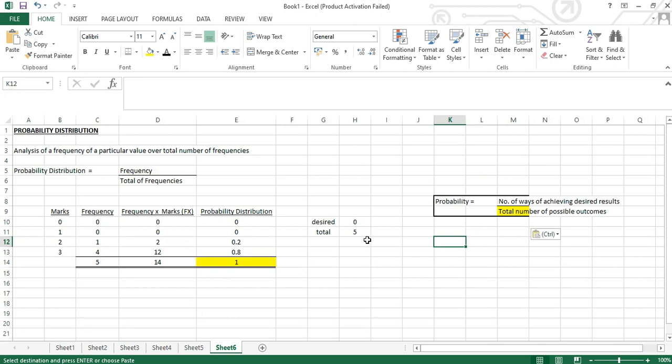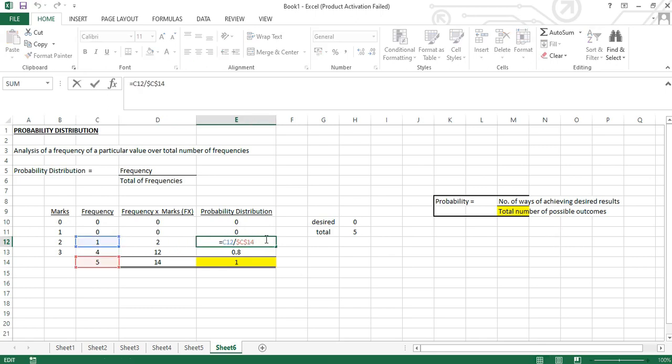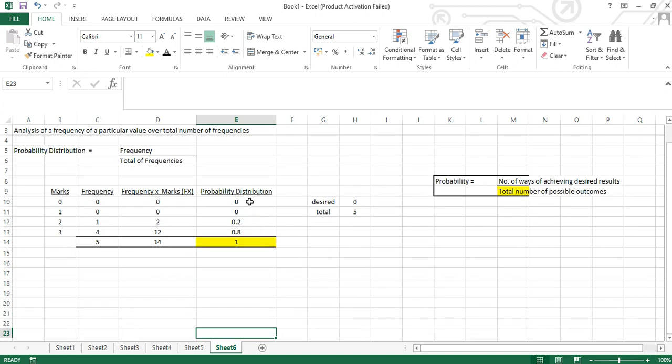Same thing. Then here, what is the probability of getting 2 marks? Well, the total available is 5 from the class, but out of 5, one student has got 2 marks. So it will be 1 divided by 5, which is 0.2 probability.